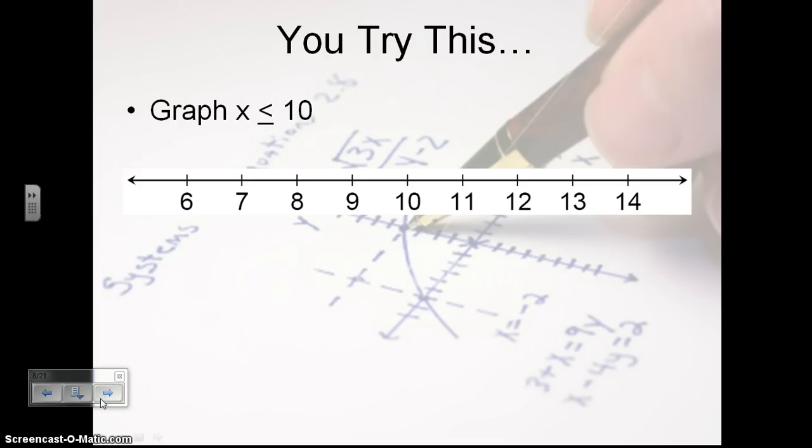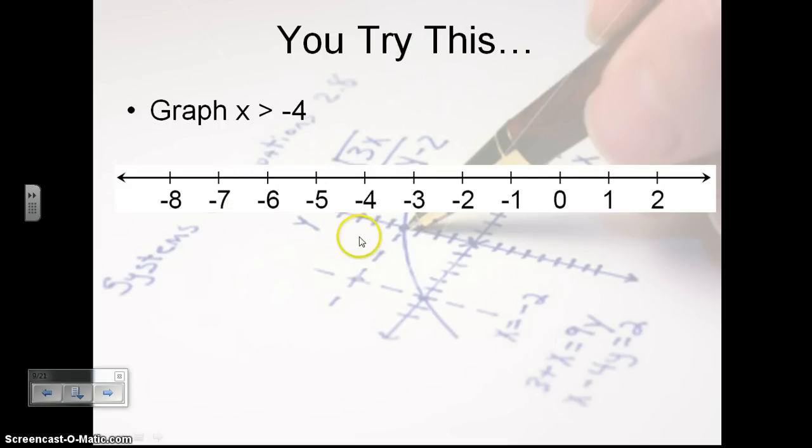So you try this one. Pause the video and try it. Welcome back. So let's see. It says x is less than or equal to 10. So since it's equal to, it's going to be a closed circle. And the numbers less than 10 are going to be 9, 8, 7, 6. So we're going to shade to the left.